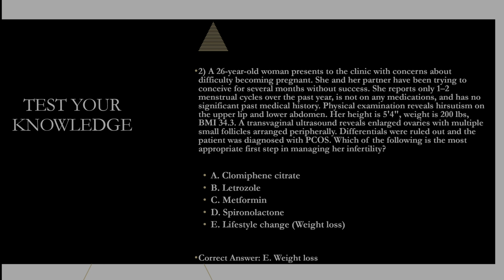So that is going to be E, weight loss. So this patient has a BMI of 34.3, so she is classified as obese. And for younger women with PCOS and anovulatory infertility, attempts at weight loss should be attempted first in those with obesity. If this does not restore ovulatory cycles, ovulation induction is attempted next, usually with letrozole.